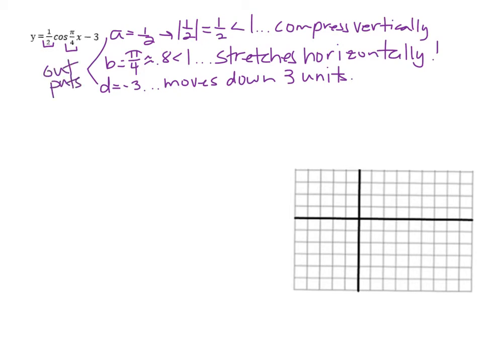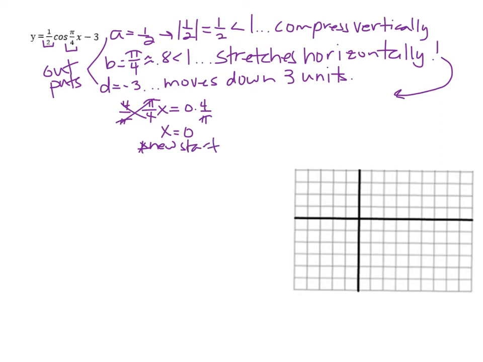All right, so we know A and D affect our outputs, those two. And B is going to change our table. So let's figure out our new input values. We take pi over 4 times x and set it equal to 0. To get x by itself, we'd have to multiply by 4 over pi. And that really doesn't do a whole lot for us because 0 times anything is 0. So that's our new start value.